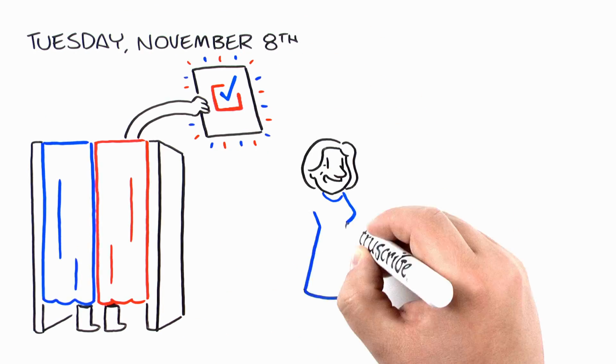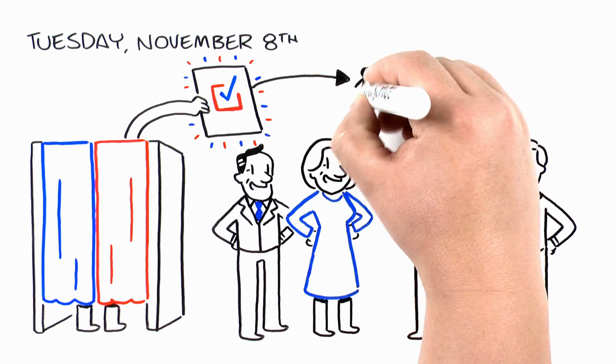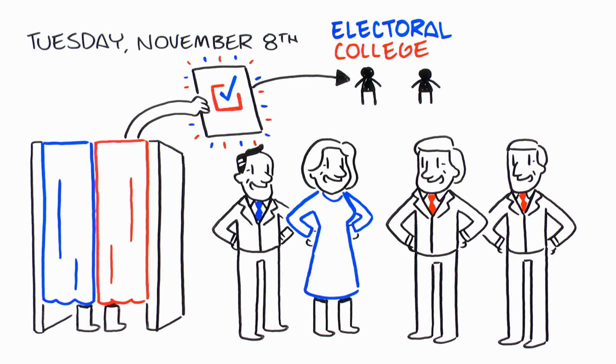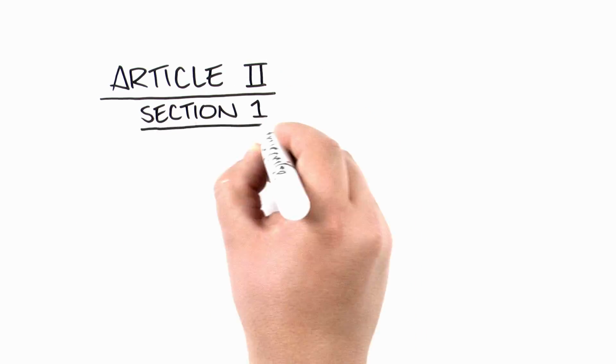Let's start at the beginning. On Tuesday, November 8th, Americans will vote for president and vice president. When they vote, they are actually choosing presidential electors, known collectively as the Electoral College. These electors will then choose the next president and vice president. So how does the Electoral College work, and when was it established?